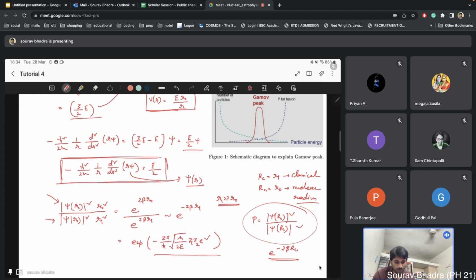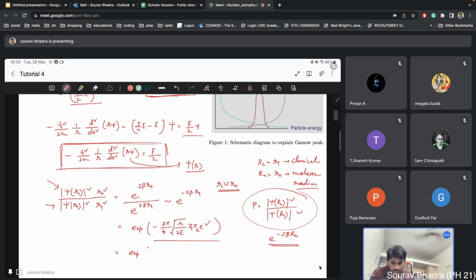This solution you have to remember, I will write it as exponential minus b by root E, which is equivalent to exponential minus 2 pi eta, which has been used by sir. I think this is a simpler way to understand it, because in this type of expression you can explicitly see the dependence on energy, which comes through root E, and all the other terms have been written in the B. So I took this particular expression to continue.